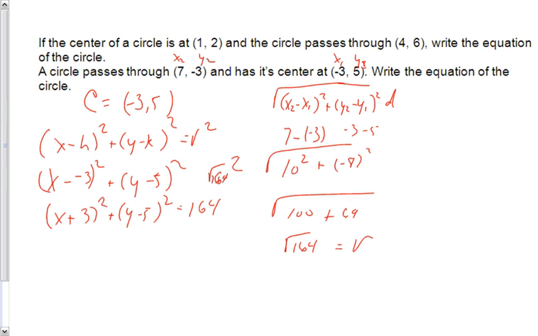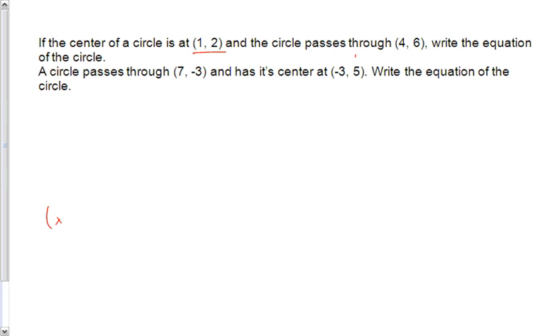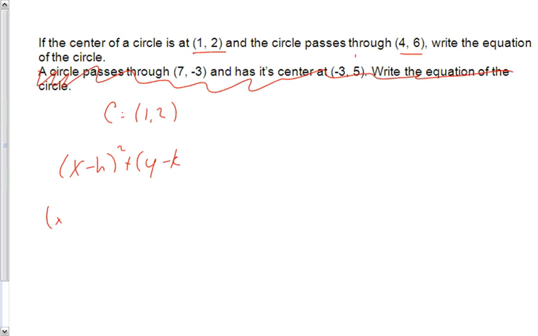So we got that one too, because that's all I have in my problem set. Okay, the center is (1, 2), and it goes through (4, 6). We all know it's going to be x minus h squared plus y minus k squared equals r squared. Well, center's easy: x minus 1 squared plus y minus 2 squared. We just need the radius.